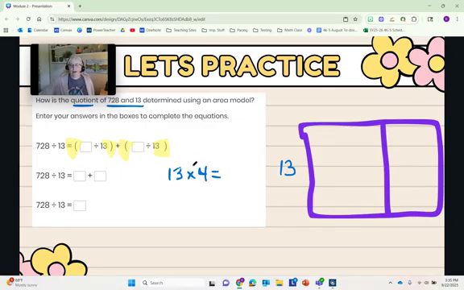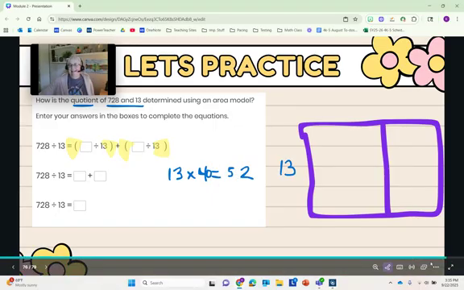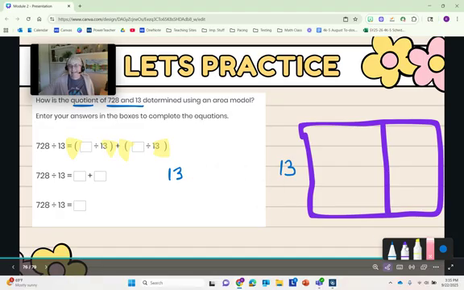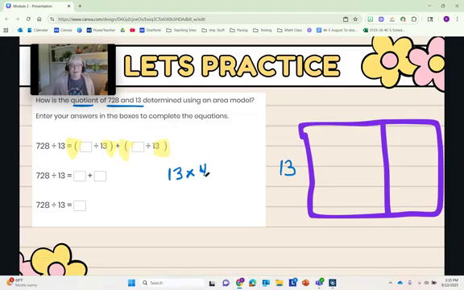13 times 4 is, whoops, I meant 40. Let me erase that. Sorry. I meant 40. It's a group of 10, right, Mrs. Lohoff? Not a single digit. Times 40. There we go. 4 times 3 is 12. Carry the 1. That'd be 520. Ooh, that's very close. Wonder what 13 times 50 would get me.